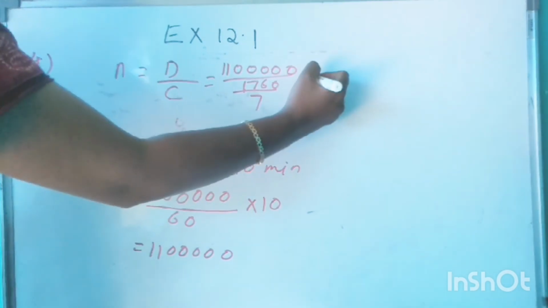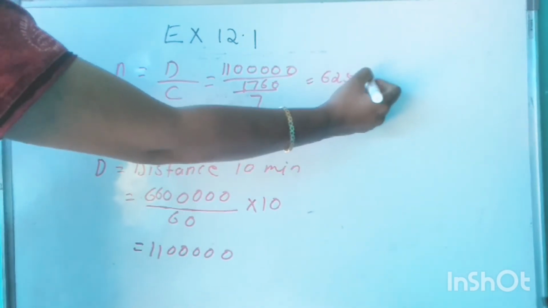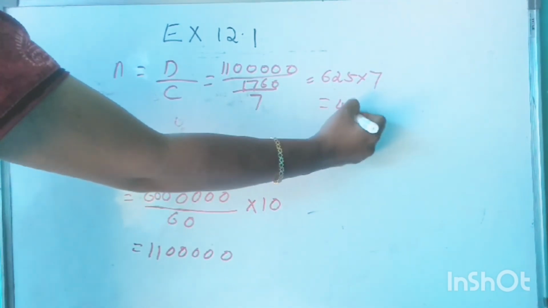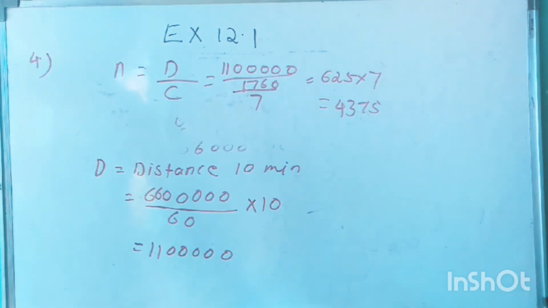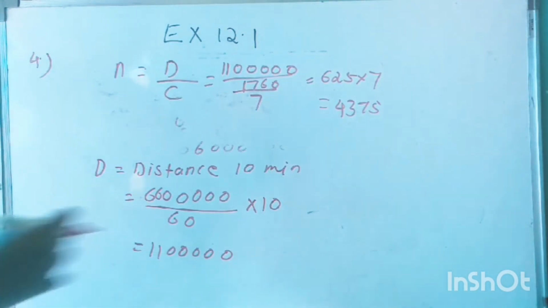At this we will get it as 625 into 7 is equal to 4375. That means the required number of revolutions is equal to 4375. Okay, 4,375 revolutions are required to cover this much distance.